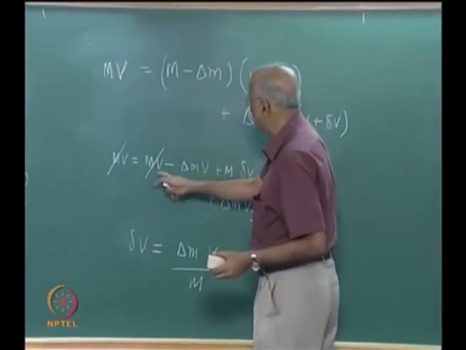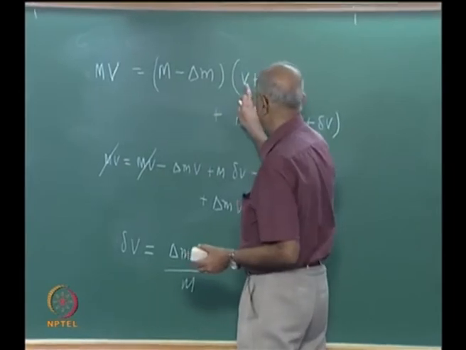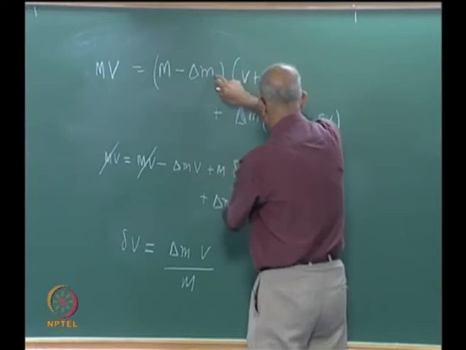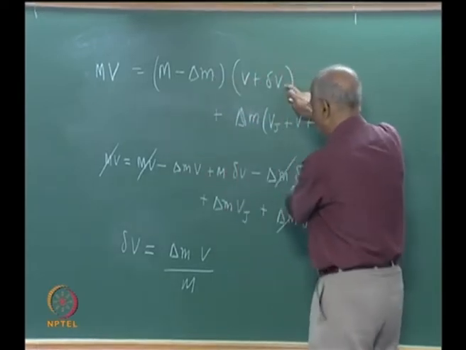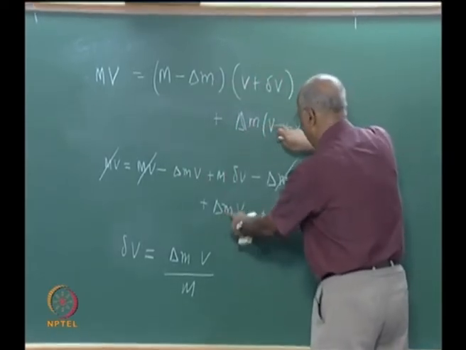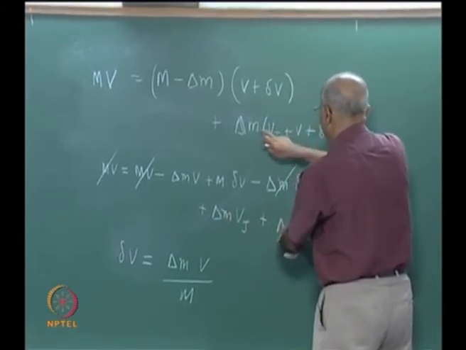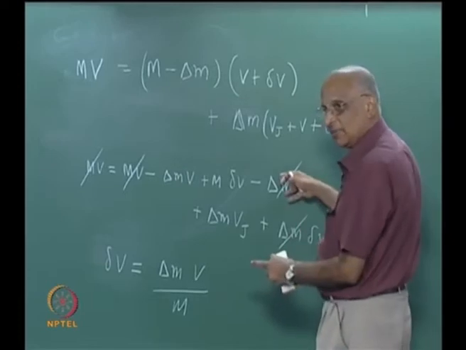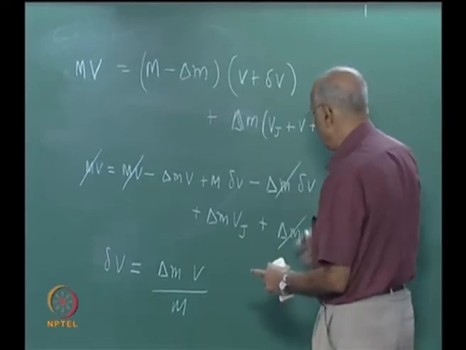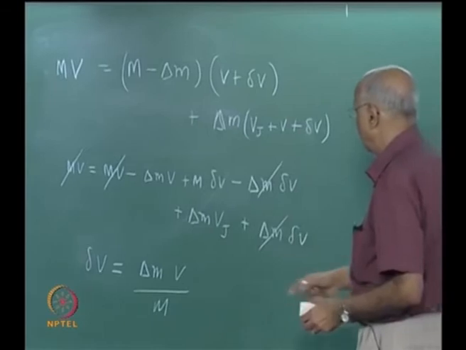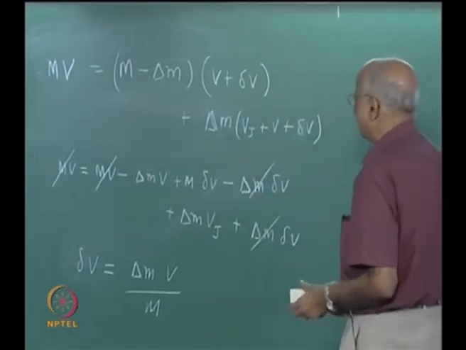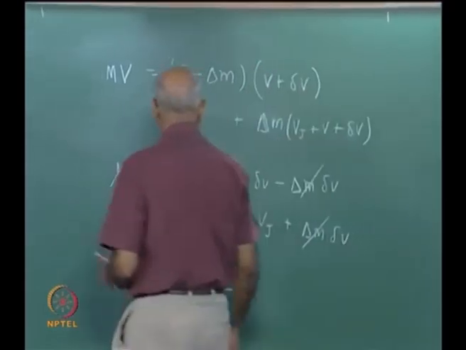See, m v is equal to m v plus m delta v minus delta m v minus delta m into delta v plus delta m into v j plus delta m into delta v. I get this and this term cancels. This one term is missing. Hey, how can I get so many terms? Let's say we have made some mistake somewhere.